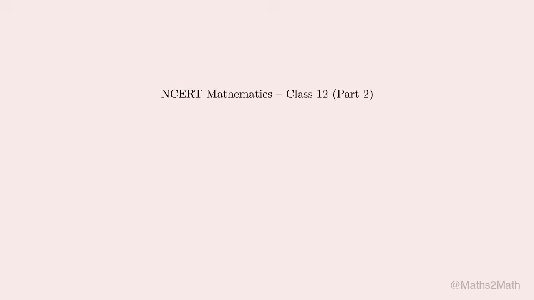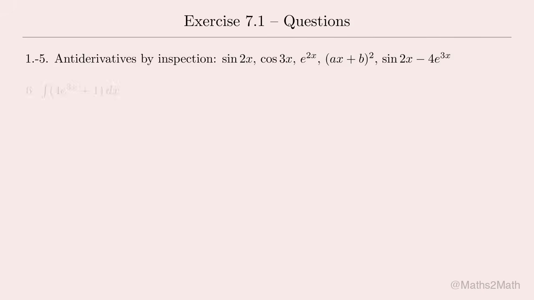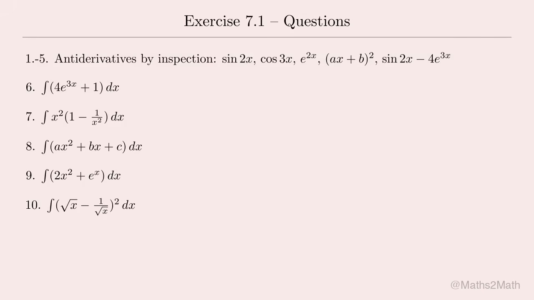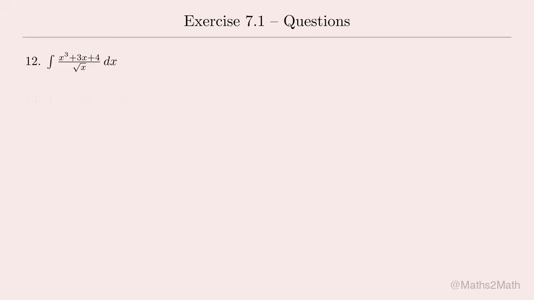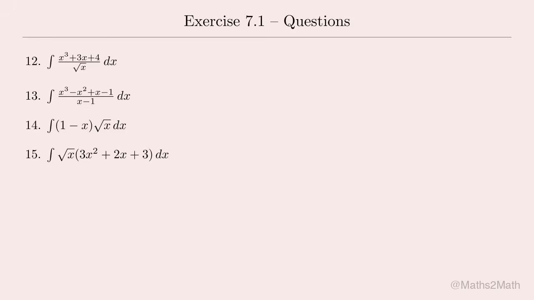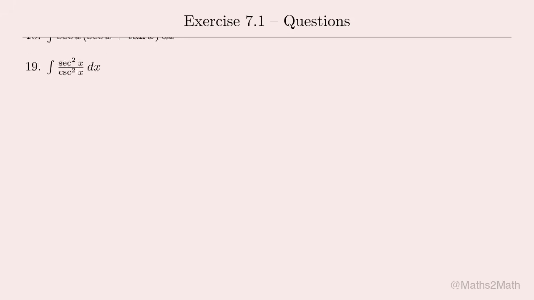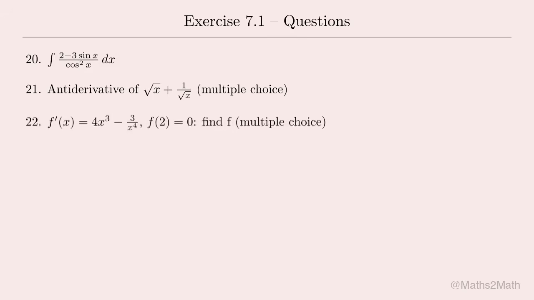In this video, we are solving every question of exercise 7.1 of Chapter 7, Integrals, from the NCERT Mathematics textbook for Class 12, Part 2. Exercise 7.1 opens the study of integrals with 22 questions, 5 antiderivatives found purely by inspection, 15 integrals of algebraic and trigonometric combinations, and 2 multiple-choice checks. Here they are.